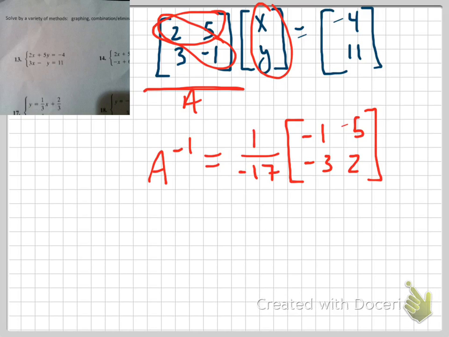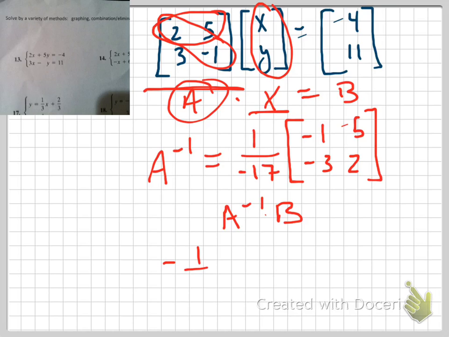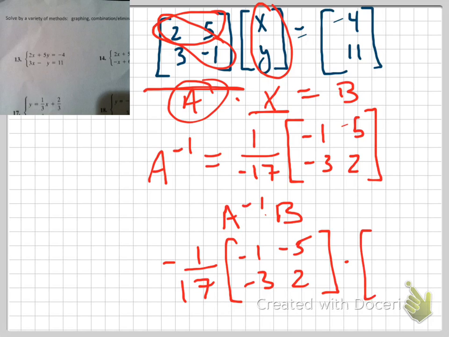Now what I want to do is think about this equation. It would be A times x equals B. I want to take A inverse. I'm dividing by A to get x by itself. Take A inverse and multiply it by B. That's what I'm looking to do. So let's just leave it as -1 over 17 times -1, -3, -5, 2 times -4, 11.